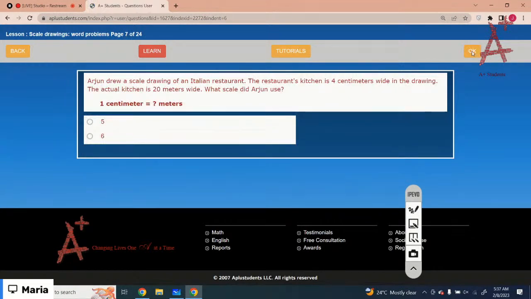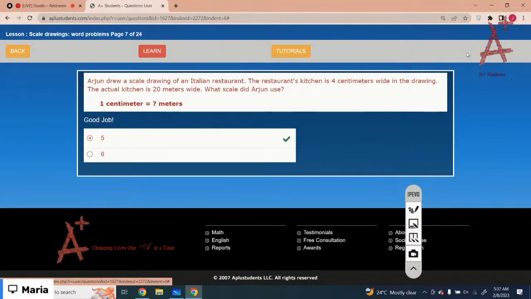The next one is Arjun drew a scale drawing of an Italian restaurant. The restaurant's kitchen is 4 centimeters wide in the drawing. The actual kitchen is 20 meters wide. What scale did Arjun use? So you have to divide 20 by 4. 4 times what number is 20? 4 times 5 is 20. That means it is 5 meters. Got it? So the correct option is 5 meters.